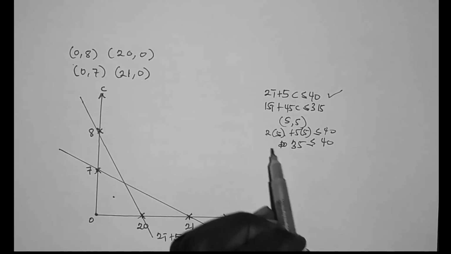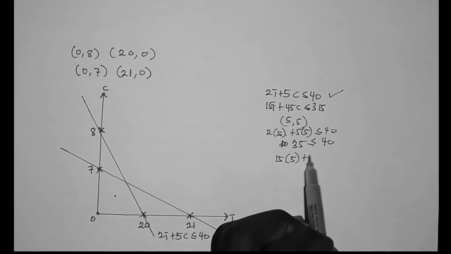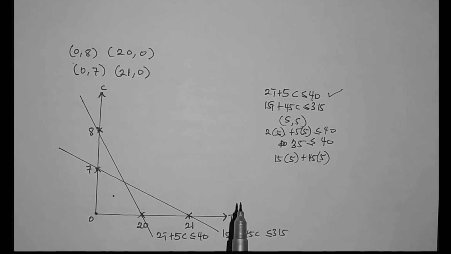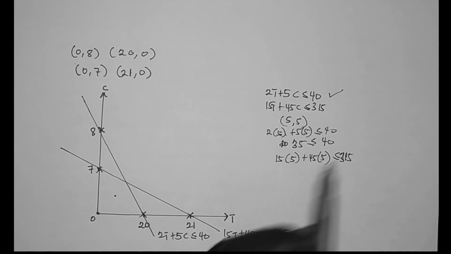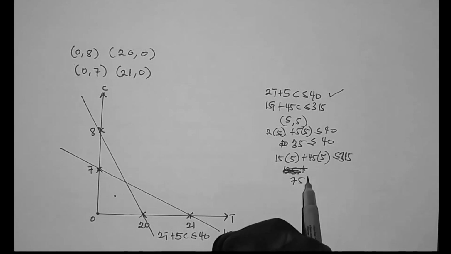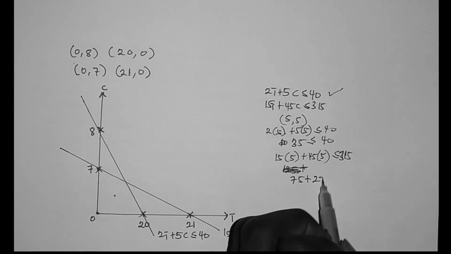Let's also take this one: 15 times 5 plus 45 times 5 is less than or equal to 315. 15 times 5 is 75. Then 45 times 5 is 225.